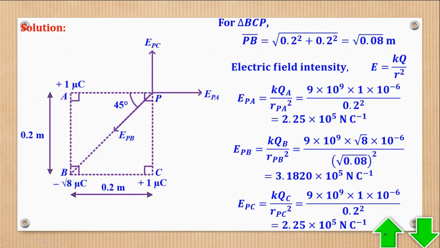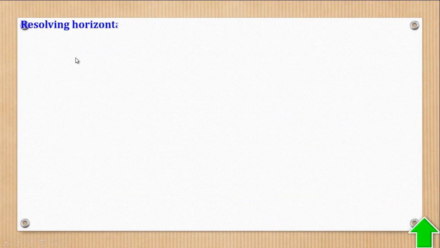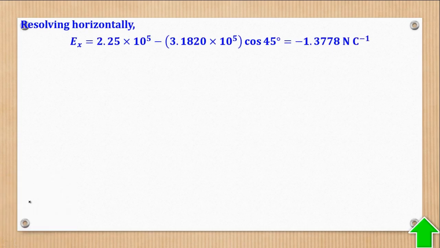Therefore, we shall come here and say that resolving horizontally, we shall come up with this minus this cos 45. So we covered resolving under mechanics of physics, paper 1. So when I use a calculator, I'll come up with this as the electric field intensity. So this negative is needed here to help us to show the direction.